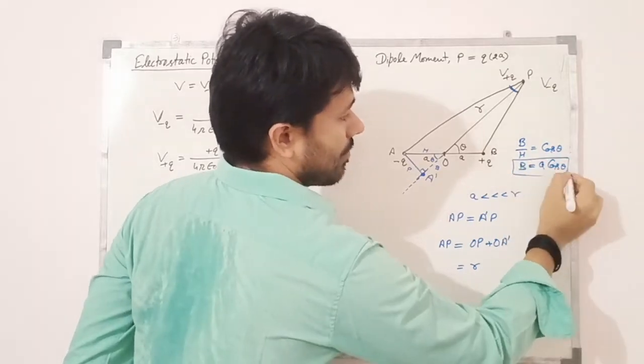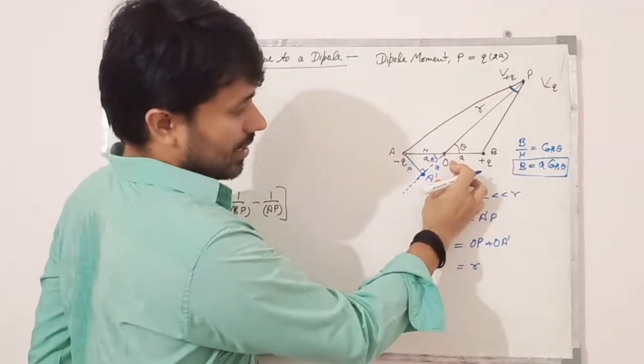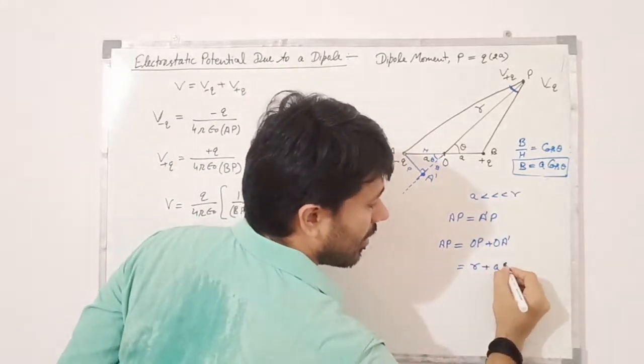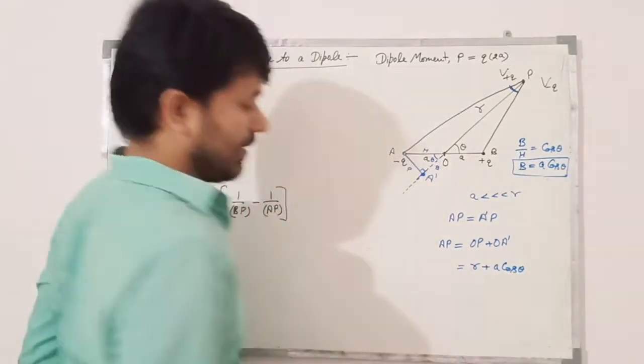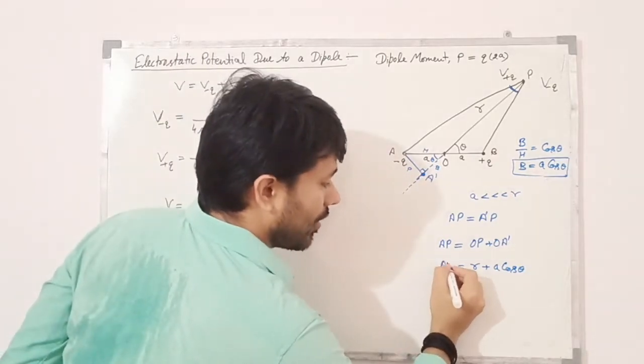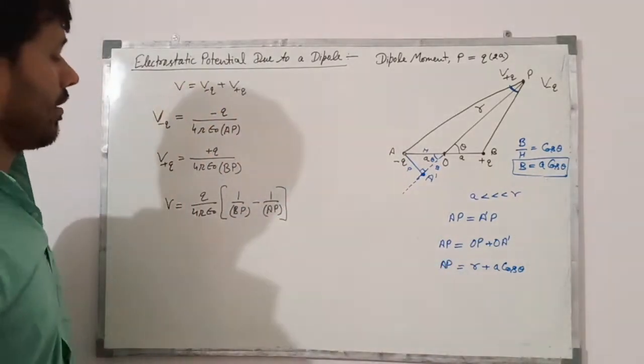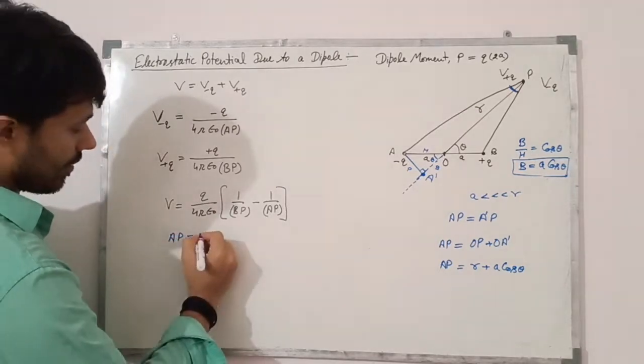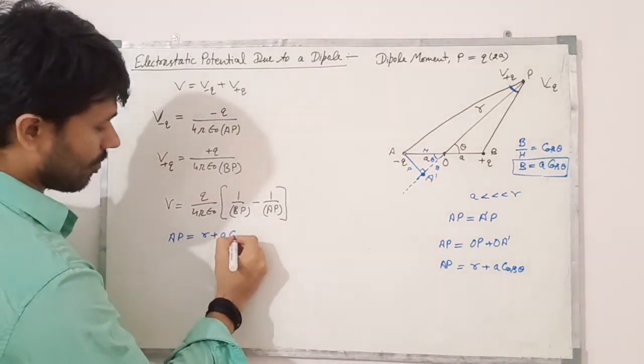So what do we have as the base? A cos theta means A dash O is what? A cos theta. So plus A cos theta. This is the value of AP. Right? So I write it here: AP is R plus A cos theta.